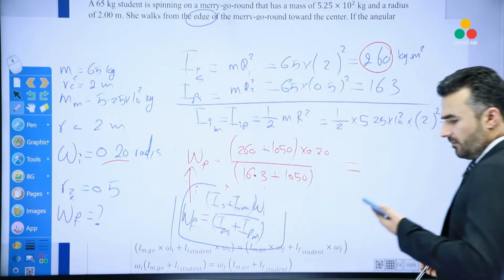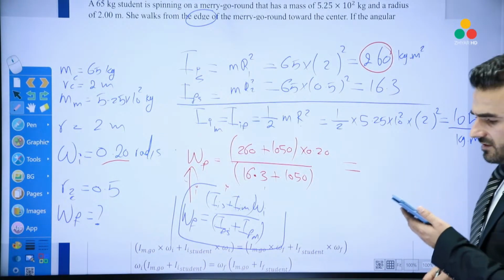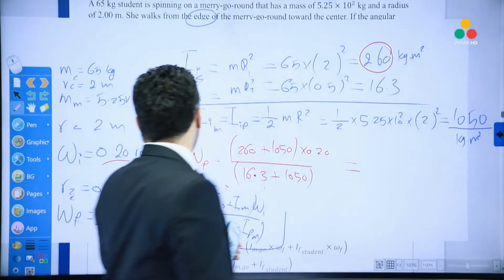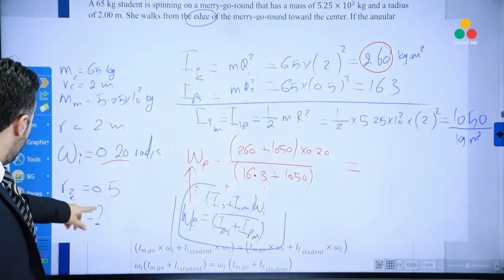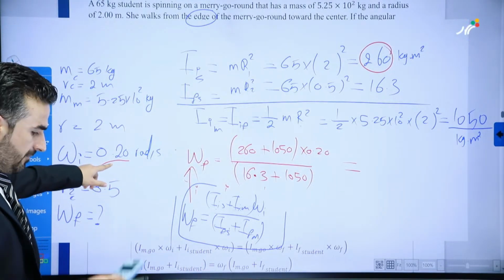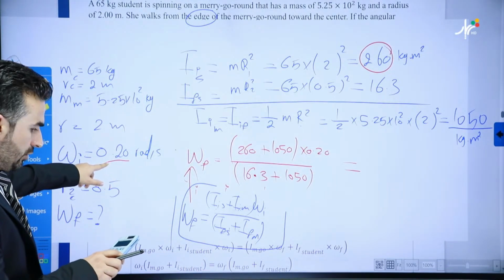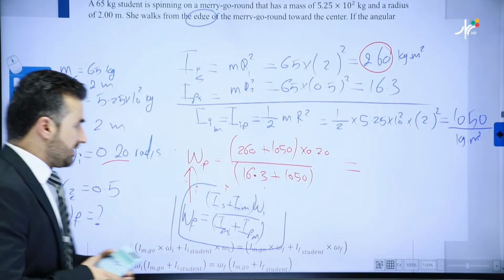Now, am I wrong? I think I've done something wrong here. Because omega final, compared to the omega initial, has to be bigger. So 0.246, yes, it is bigger in this case.